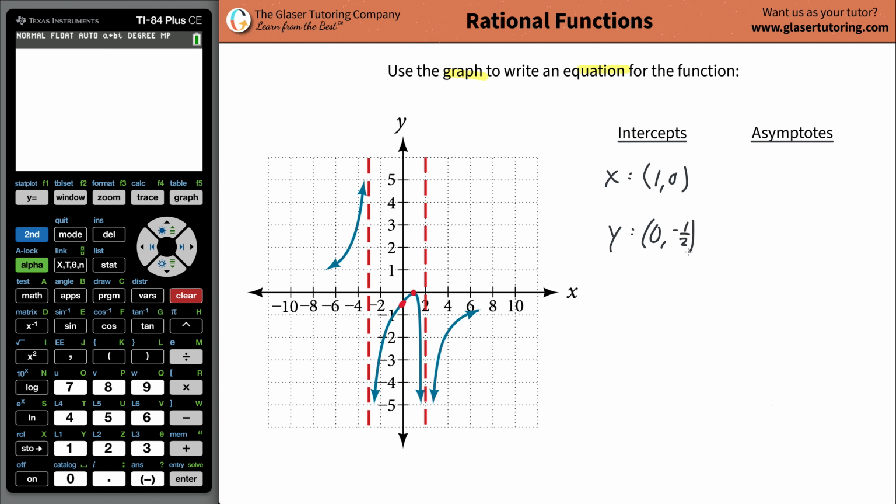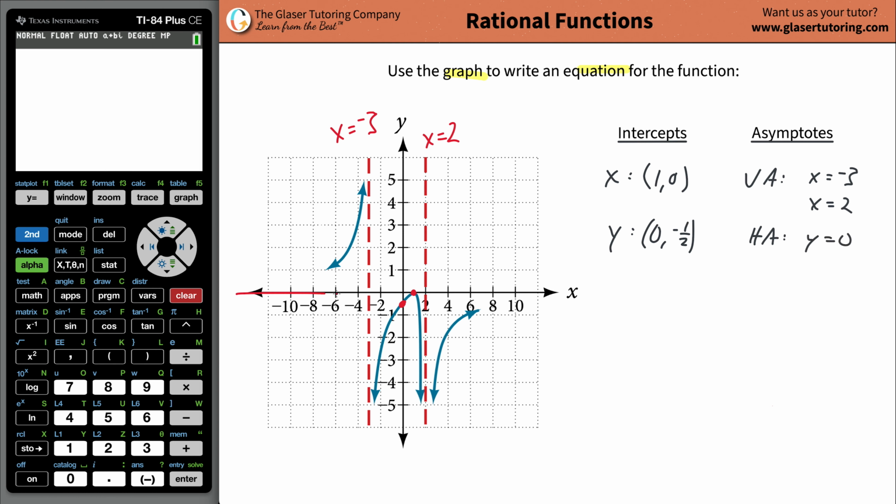Next, I'm going to look at my asymptotes. It turns out that I have two vertical asymptotes here. Remember, all vertical asymptotes have x equaling some constant value. The constant value for the first one is negative 3, and the constant value over here is x equals 2. And we also have technically a horizontal asymptote here. I'm going to write these down: x equals negative 3 and x equals 2, and a horizontal asymptote at y equals 0.